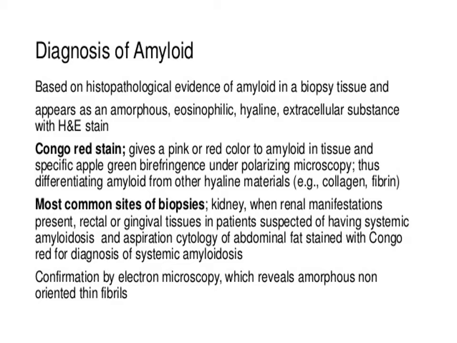Now, the most common site of biopsy is the kidney. When renal manifestations are present, renal biopsy is the most common one done for diagnosis of amyloidosis. Other than that, rectal or gingival tissues are biopsied in suspected systemic amyloidosis. An aspiration cytology of abdominal fat stained with Congo red stain can be done for systemic amyloidosis, and confirmation is done by electron microscopy, which reveals amorphous, non-oriented thin fibrils.